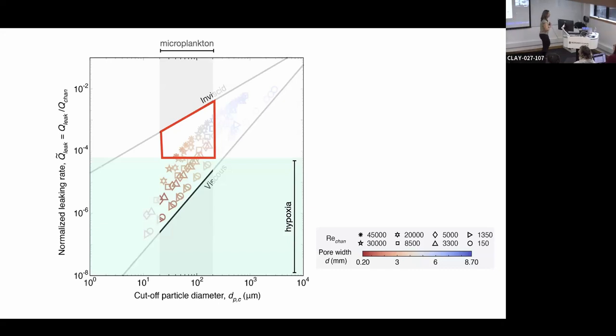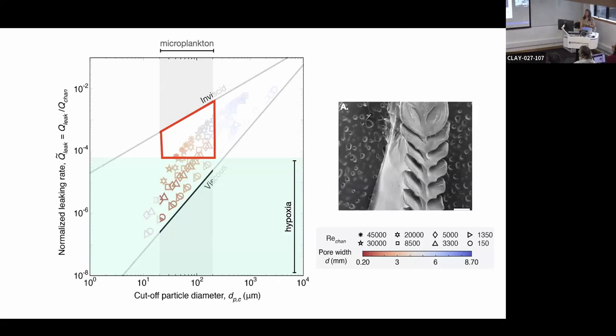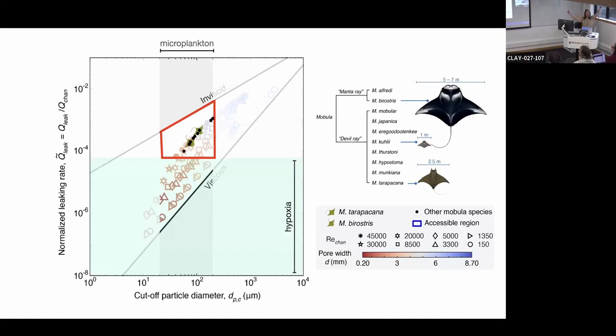Okay, so here are the plots. This is actual biological data, so we take the micrographs of this, we measure the distance between each of the plates, we measure the size of the plates, the length of the plates, we measure the swimming speed, and we put all that in the plot. And what you get is this. Amazing! So the mantas sit right in the middle of this little red box.